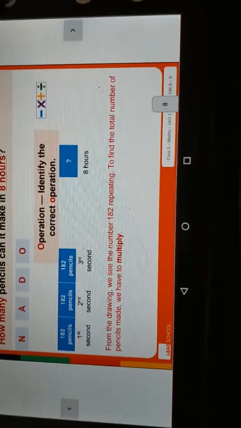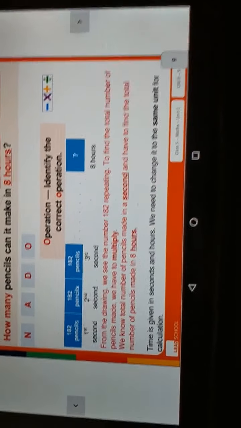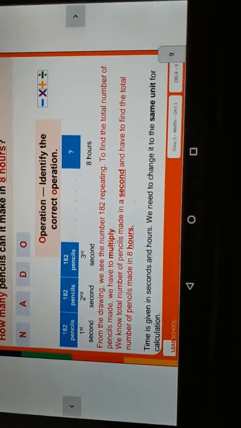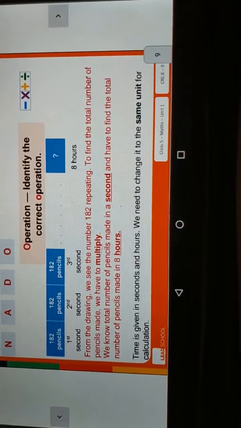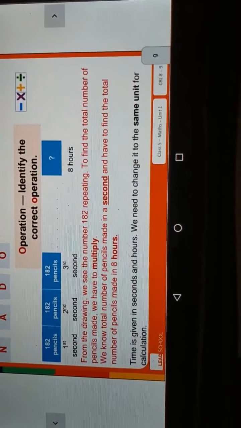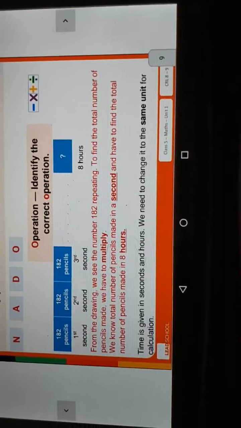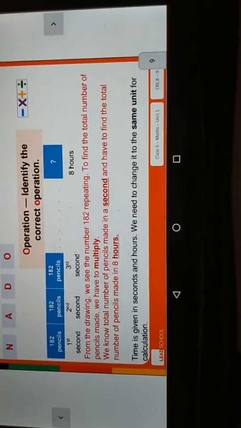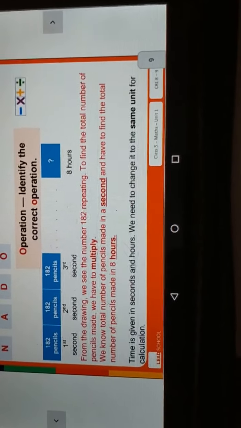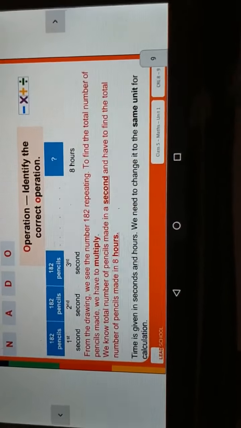So we have to multiply, and from the drawing we see that the number 182 is repeated. So to find the total number of pencils we have to multiply. We know the total number of pencils made in a second, and we have to find the total number of pencils made in 8 hours.